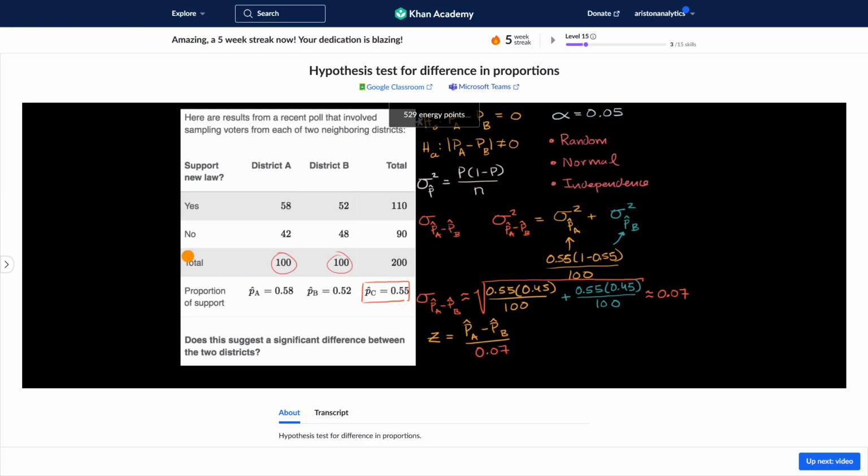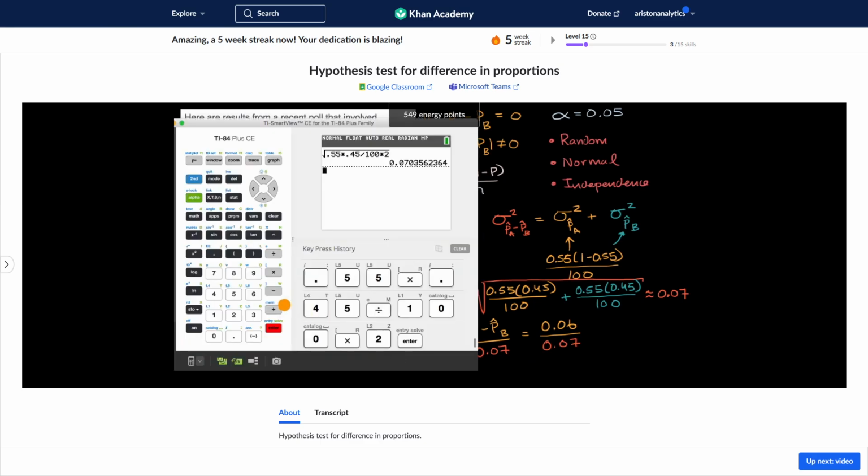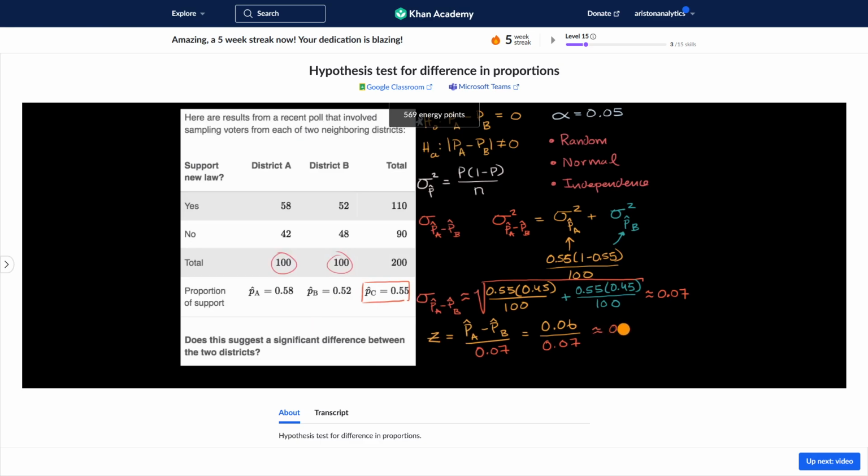Now this up here in yellow, it's 0.58 minus 0.52. This is going to be equal to 0.06 over 0.07. We can get our calculator out for this again. And so we have 0.06 divided by 0.07 is approximately 0.86. So this is approximately 0.86.